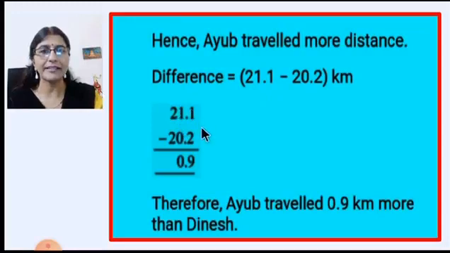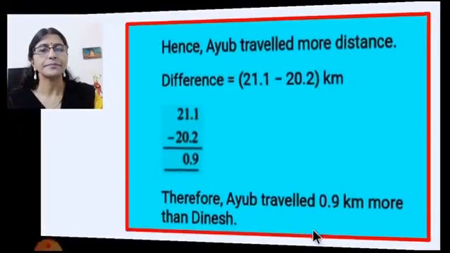So let us write in this way and then we'll subtract. You know subtraction of decimal numbers. This 1 will become 11. 11 minus 2 is 9. Now this 1 minus 1 will become 0. This also 0. So answer is 0.9. Therefore, Ayub travels 0.9 kilometer more than Dinesh. So this is the way you have to work out.